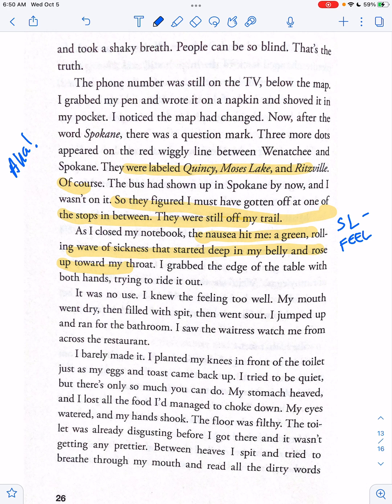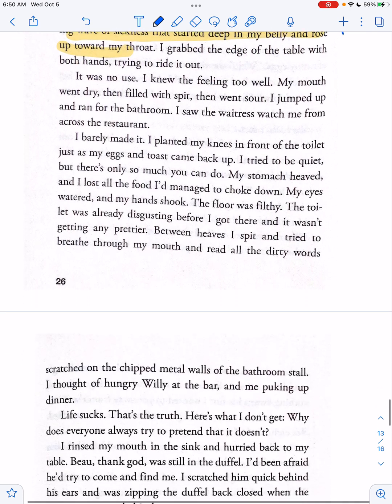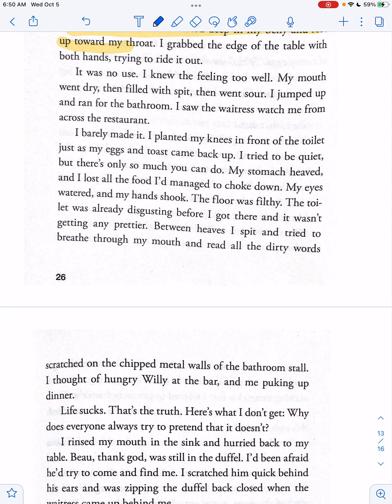It was no use. I knew the feeling too well. My mouth went dry, then filled with spit, then went sour. I jumped up and ran for the bathroom. I saw the waitress watch me from across the restaurant. I barely made it. I planted my knees in front of the toilet just as my eggs and toast came back up. I tried to be quiet, but there's only so much you can do. My stomach heaved, and I lost all the food I'd managed to choke down.